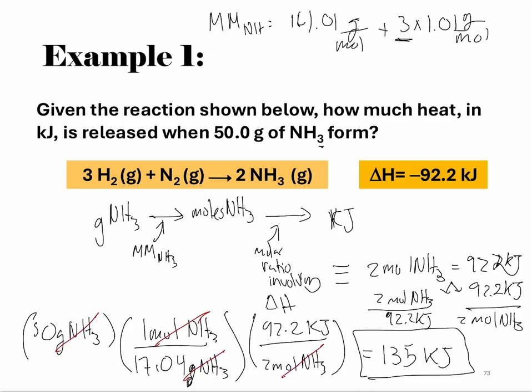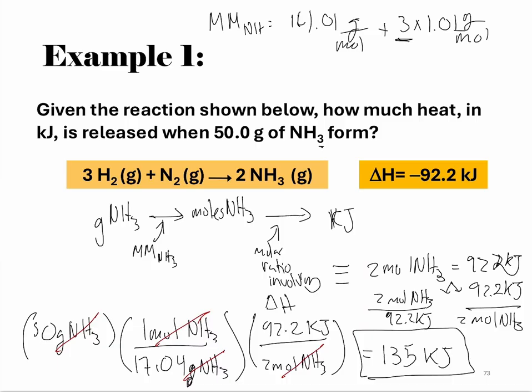Vanessa? Are you ever going to make us identify which one's exothermic and which one's endothermic? The only way I would ever ask you that is if I gave you everything that's given right here and asked, is this exothermic or endothermic? And you would say, because that's negative, it has to be exothermic. You would never know beforehand if it's exothermic or endothermic.